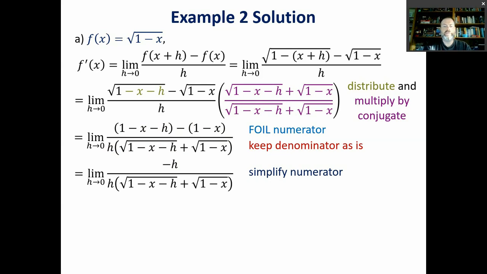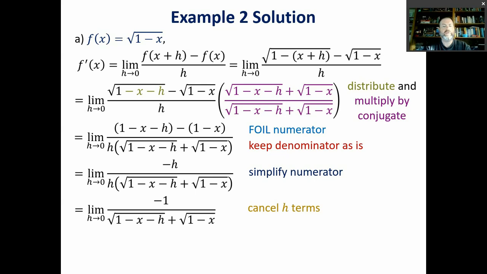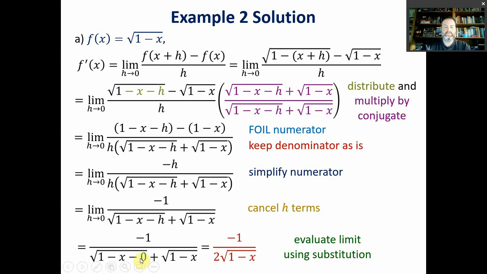Now we want to cancel that h. So negative h and h cancels. We're left with negative 1 in the numerator. Now, as soon as you cancel h, you're ready to plug 0 in. So plug 0 in here for h, and simplify it. And that's what you get. Negative 1 over 2 times square root of 1 minus x.